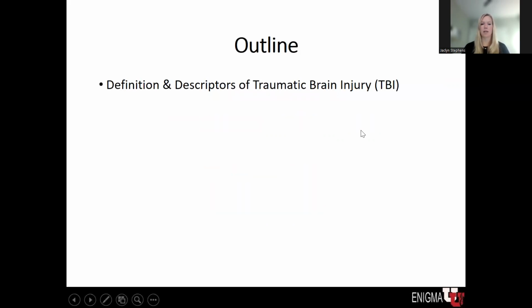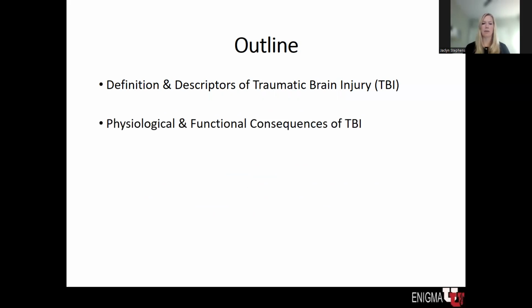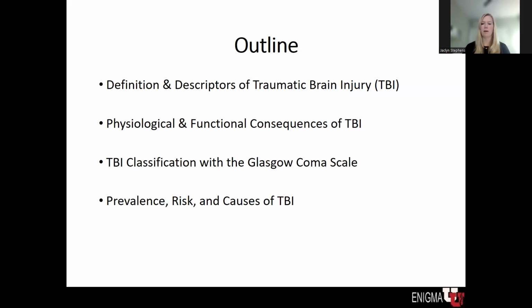In the presentation today, I will give a definition and descriptors of traumatic brain injury, which you'll see abbreviated as TBI. I will discuss the physiological and functional consequences of TBI. I'll talk about how TBI is typically classified using the Glasgow Coma Scale. I'll talk briefly about prevalence, risk, and causes of TBI, and then I'll end with a quick summary.